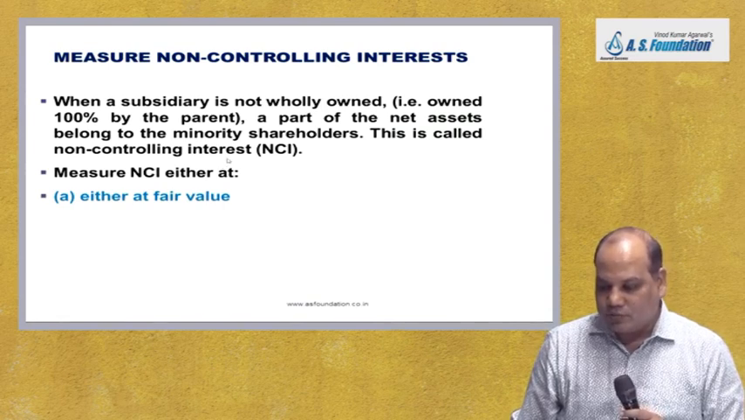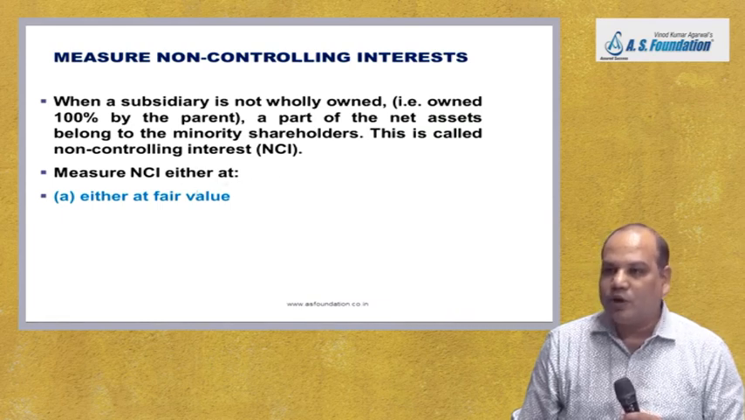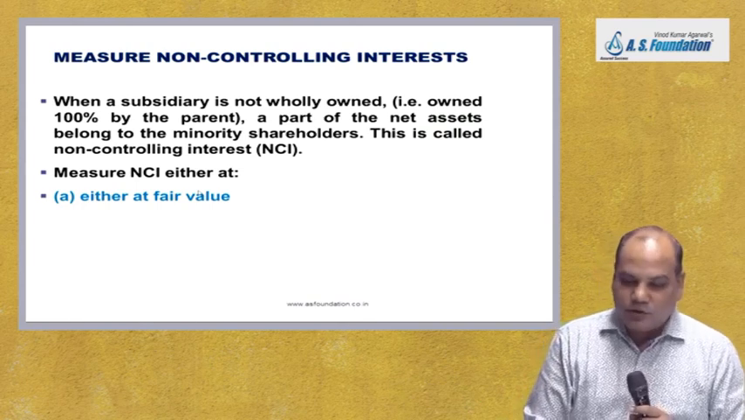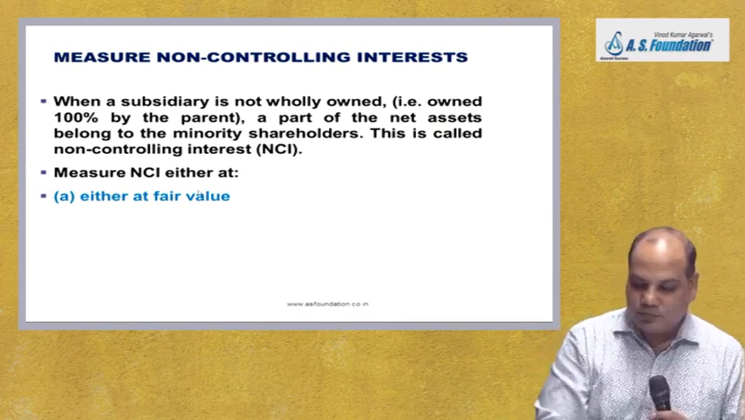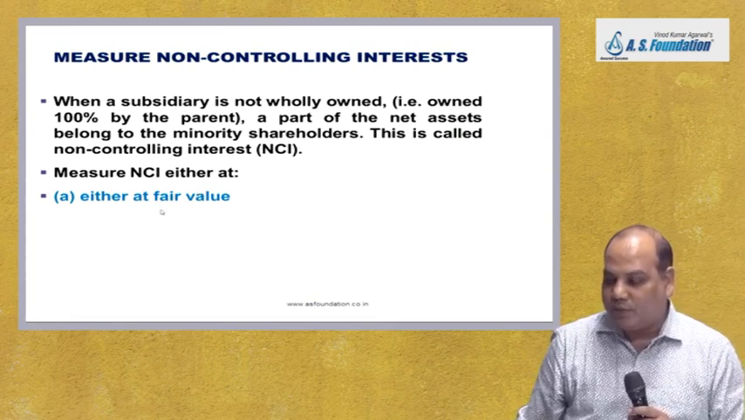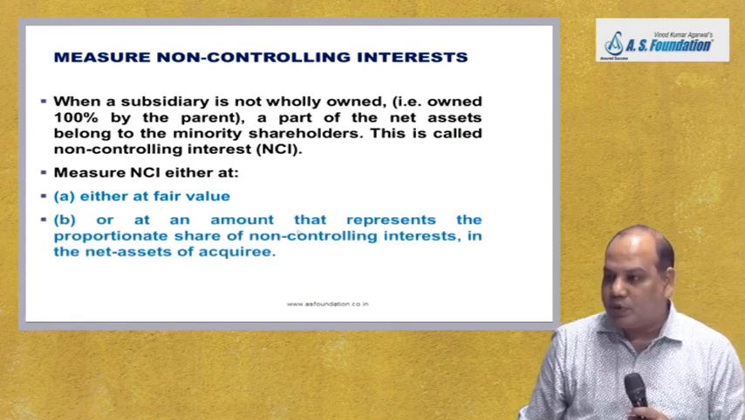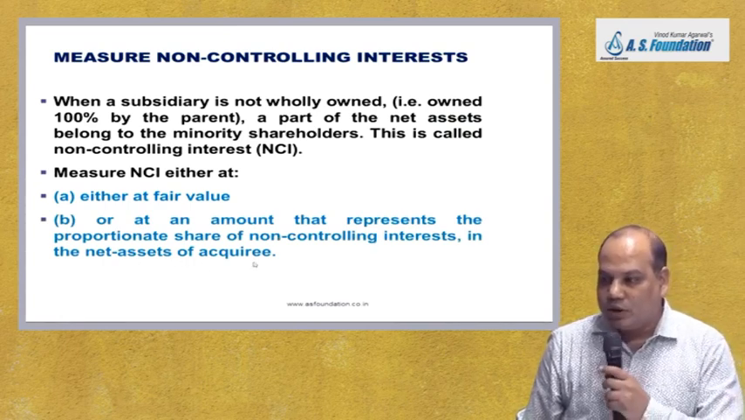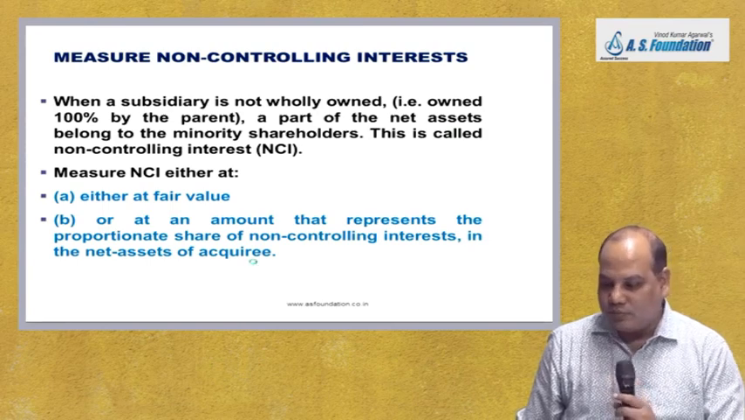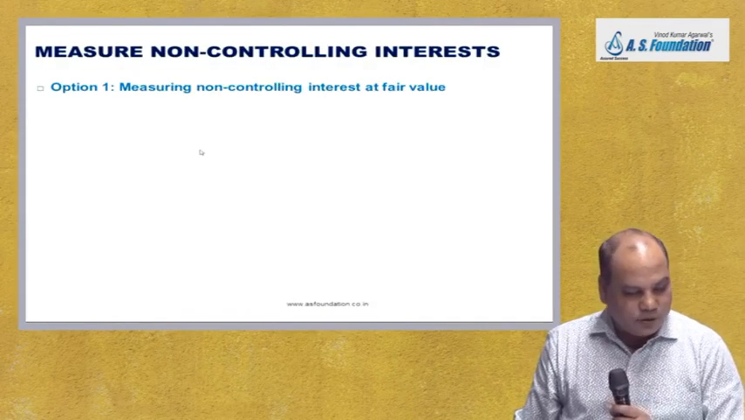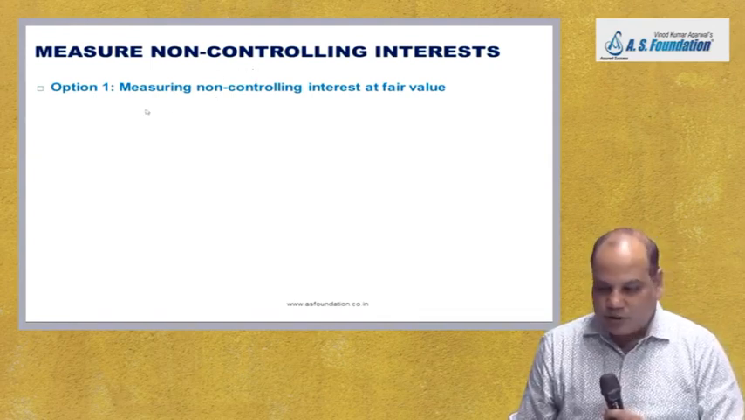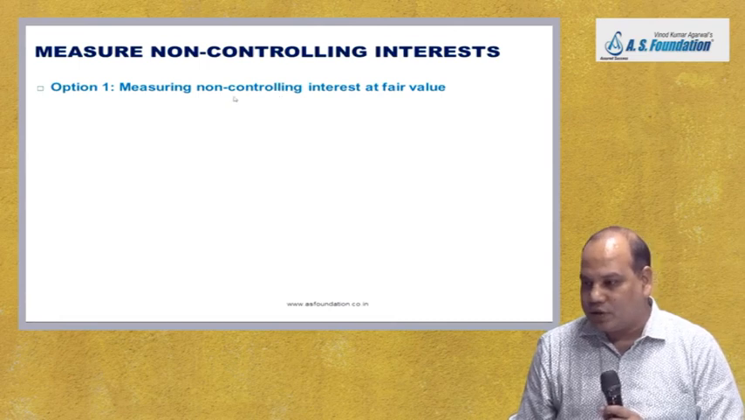The standard IFRS 3 gives you the formula for calculating NCI on the date of acquisition. NCI on the date of acquisition can be measured either at fair value or at the proportionate share in the net asset of the acquiree on the date of acquisition. Is it right? So I have given in detail, line by line, how you will compute NCI, because in this chapter you may have to do this exercise.